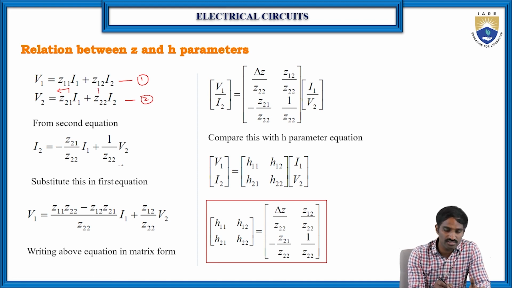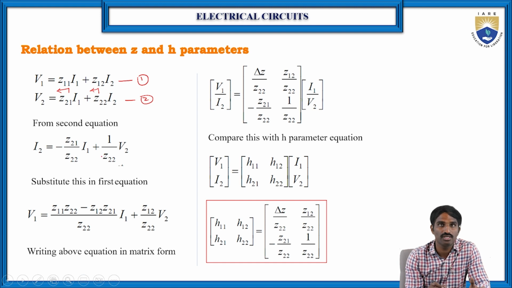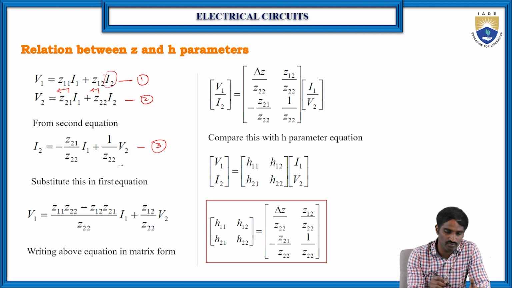Then again send this Z22 to the left hand side. Then finally I2 is equal to minus Z21 by Z22 into I1 plus 1 by Z22 into V2, right? So let us consider this is equation number 3. Then substitute this equation 3 in the first equation wherever you find the I2 value. So here, this is the I2 value.